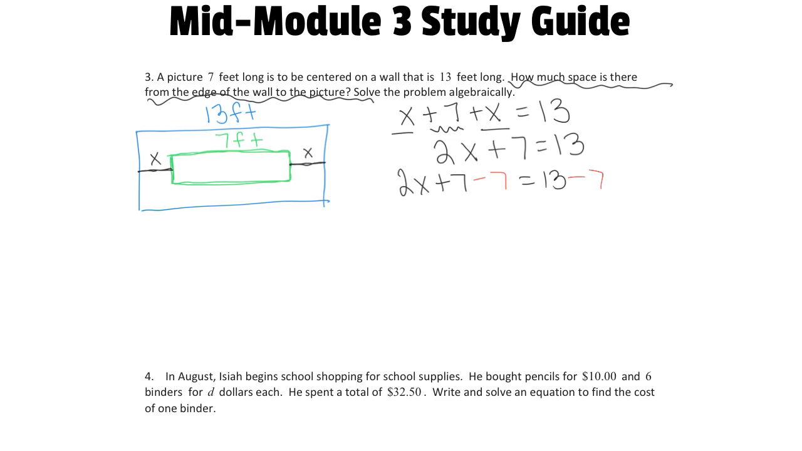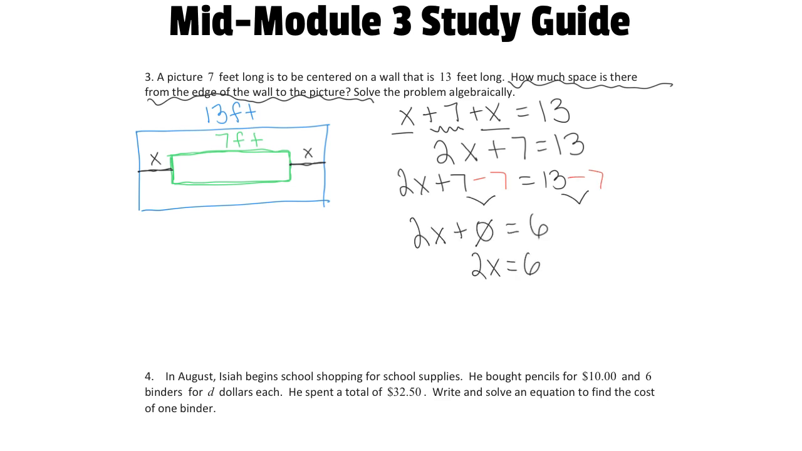Great. Now I'm going to go ahead and combine my like terms. I have 2x plus 7 minus 7, which is 0, equals 13 minus 7, which is 6. Now I know that 2x equals 6.